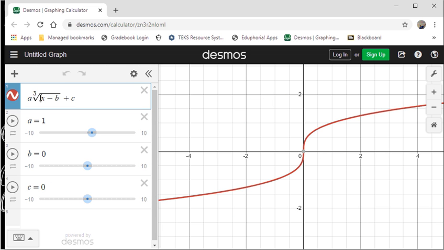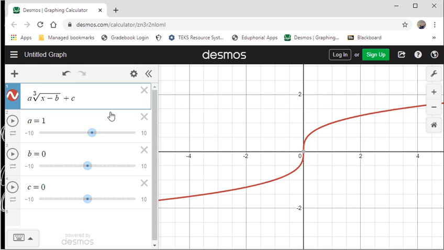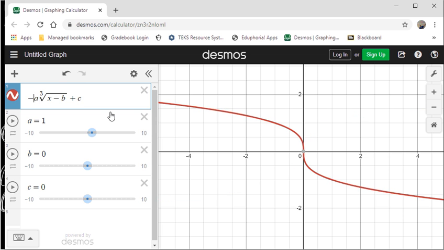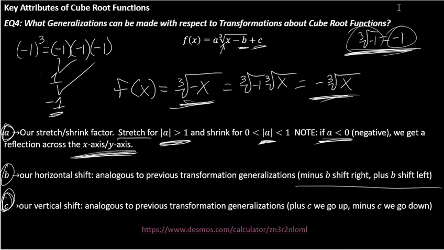Now let's look at what happens here. If I make X be negative on the inside, well, yes, I reflected, but if I just make A negative, it looks exactly the same. So that just proves my little algebra that I did just now.